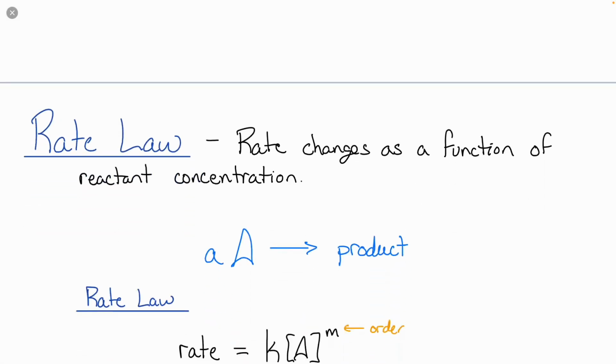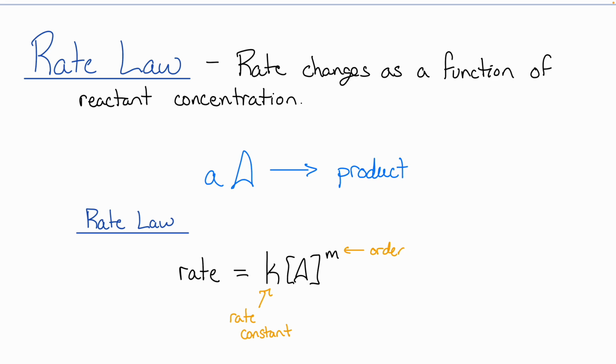All right, let's do this. We're going to pick up where we left off last time. Last time we introduced the idea of this rate law. The rate law is this equation that describes how the rate of a reaction changes as a function of that reactant concentration. Okay?